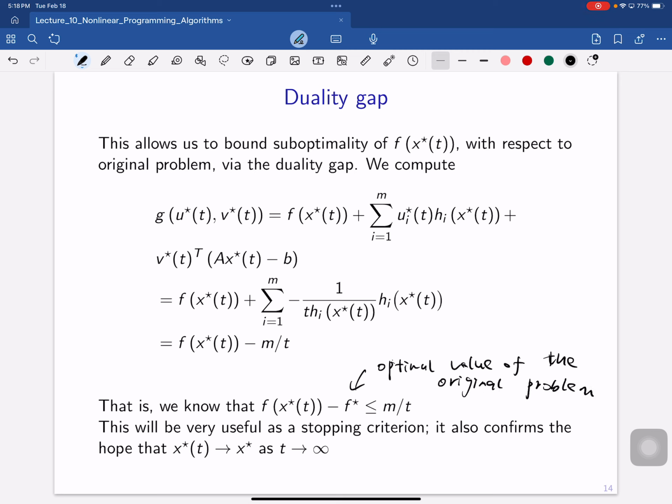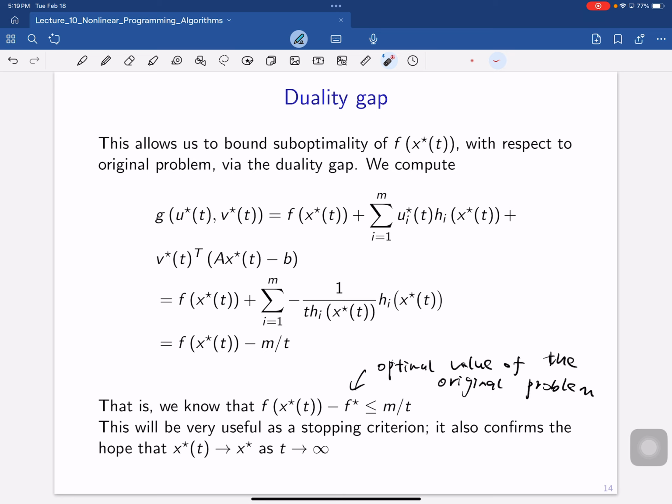Right, so you want to get an estimate compared with the optimal value of the original problem, but the g is a lower bound of f star, right? The Lagrangian is a lower bound of x star. If this Lagrangian function differs from x star by m/t, right? And then of course it is bounded compared with the optimal value by m/t.